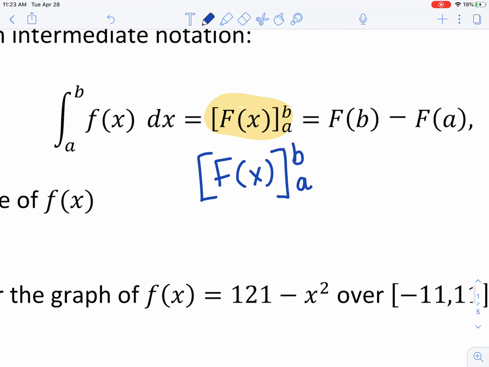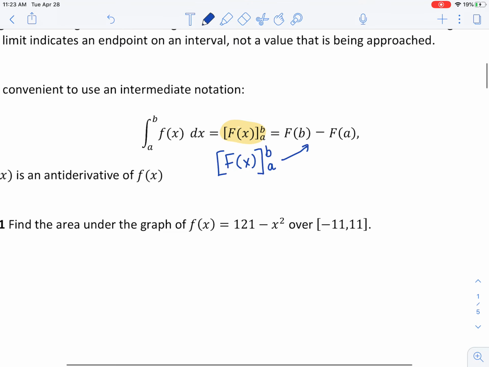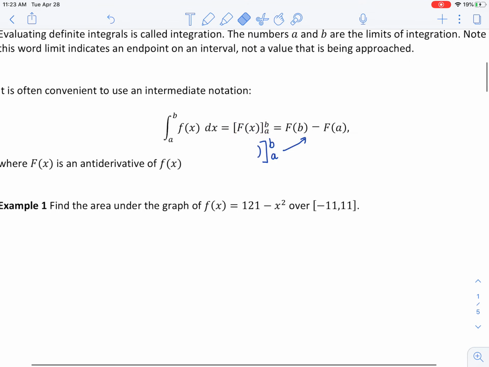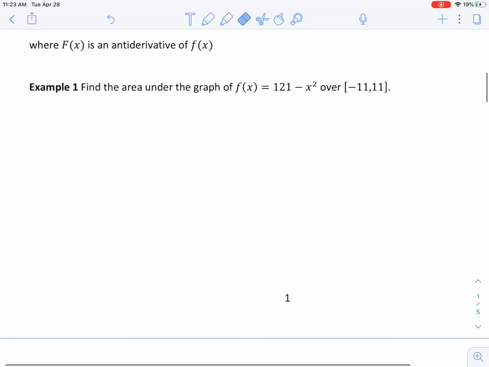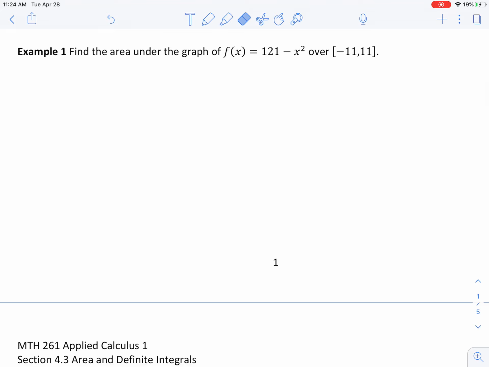Okay, put that in a square bracket, and we put the upper limit on top and the lower limit on the bottom. This is me getting ready to go to the very next step. I'll find the antiderivative first, put that antiderivative in a square bracket, put the limits on top and bottom, and then I will do my subtraction after substitution. So that's just an intermediate notation that I will start using from this section, okay?